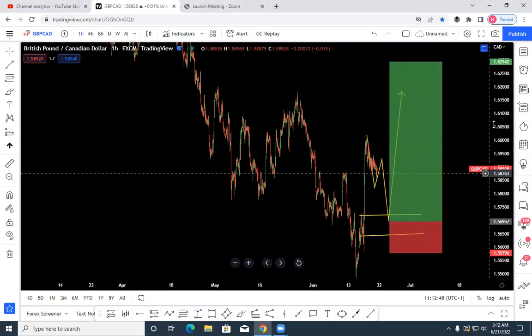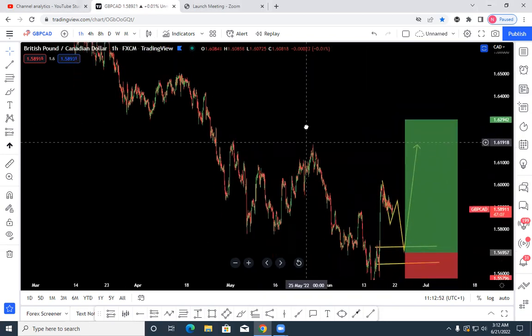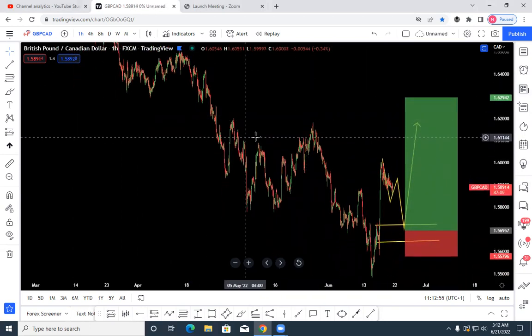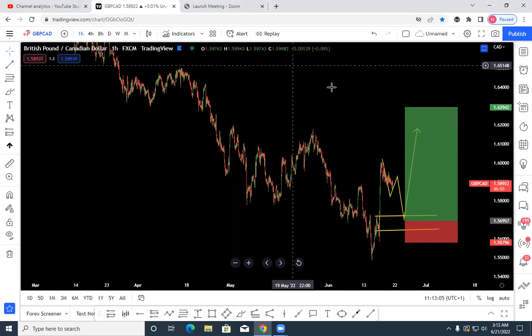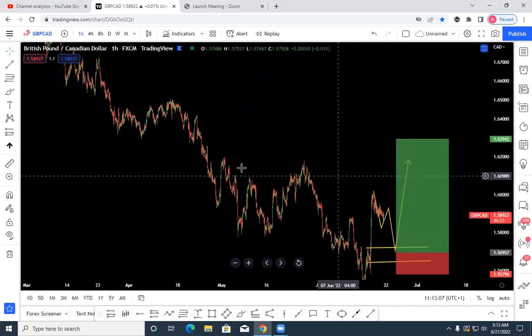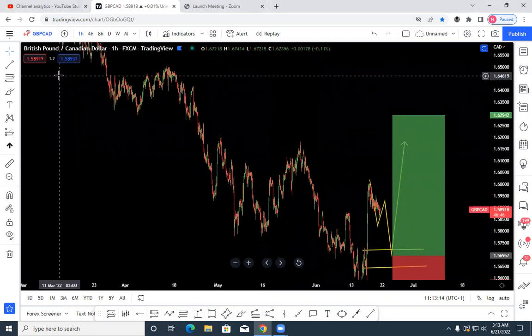We may not have the time to do top-down analysis of some of these trade setups, but be sure that I've done my analysis from the fundamental point of view to higher time frame analysis. But I'll just be showing you the expected entry on some of these pairs. I'm going to start from GBP/CAD.